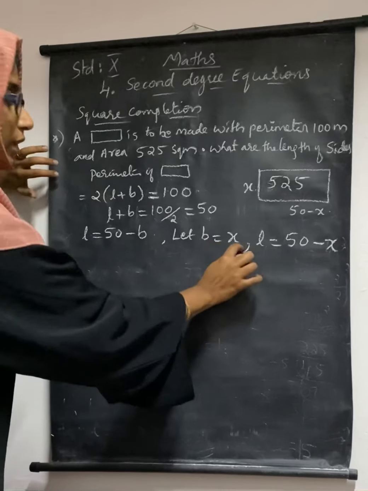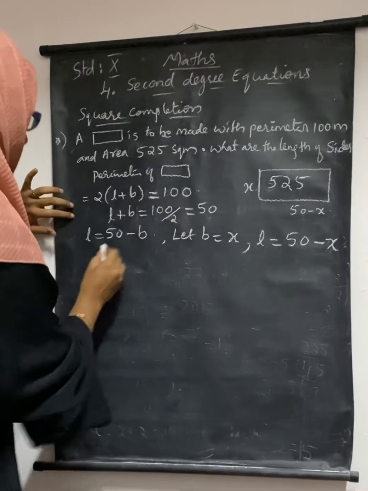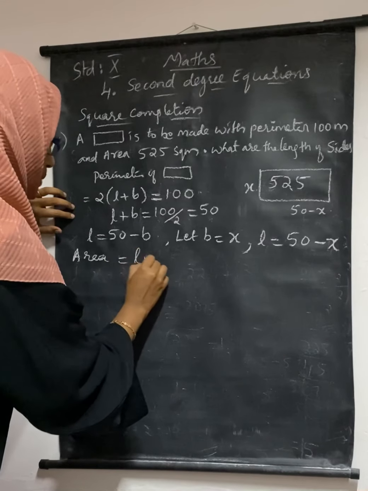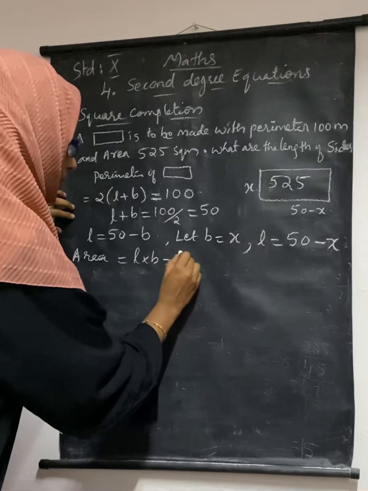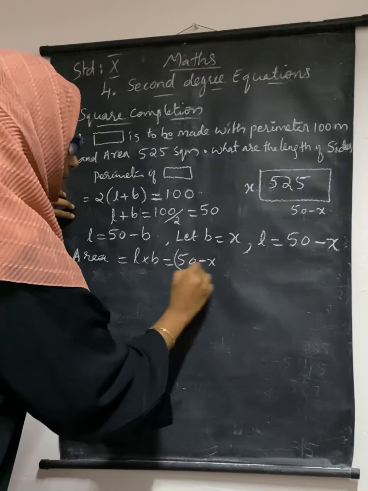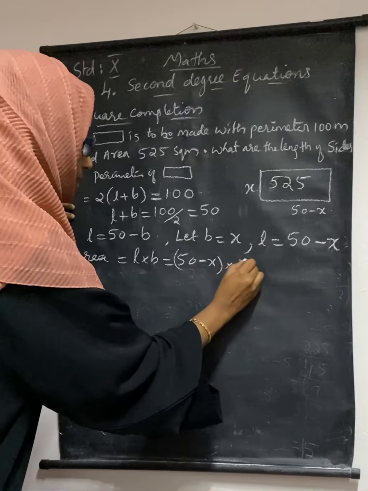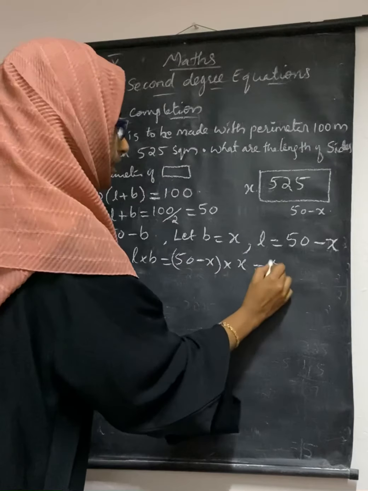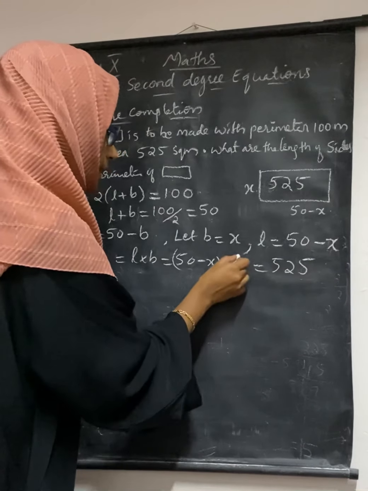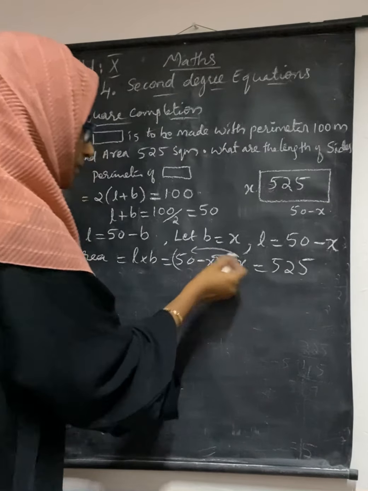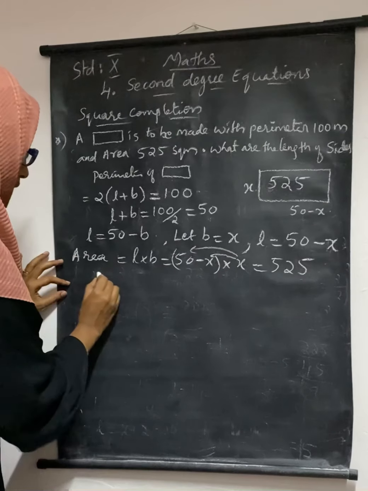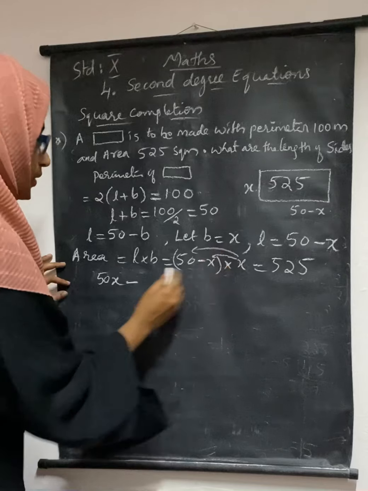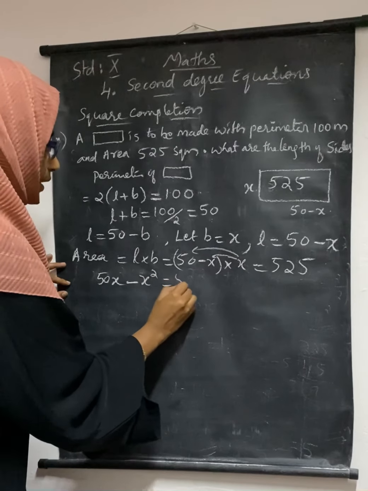So now that one you have to substitute in the area. What is the area formula? Area is equal to length into breadth. So the length is how much? 50 minus x, into breadth x, is equal to, what is the area? 525. Now you have to multiply inside: first term and the second one. 50 into x is 50x, minus x into x is x square, is equal to 525.